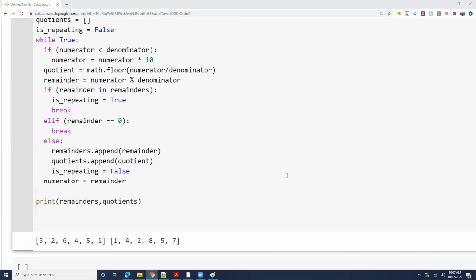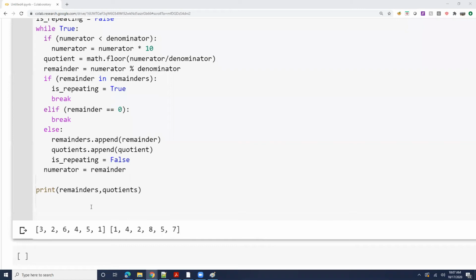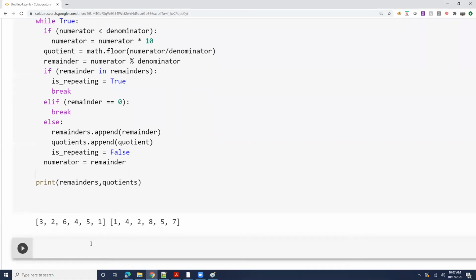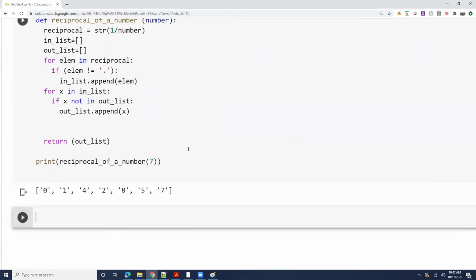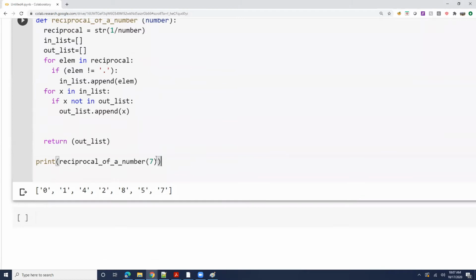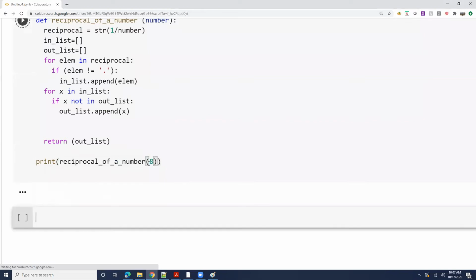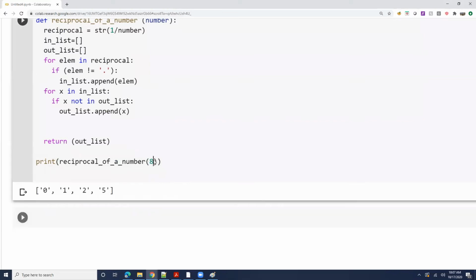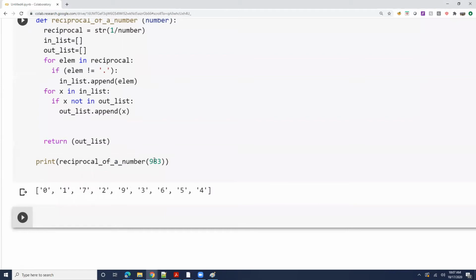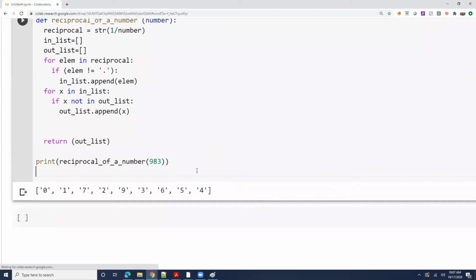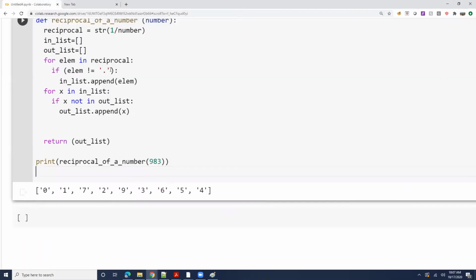Okay, let's see. Okay, that's nice. It works for 7. Works for 8. So yeah, see, this is the problem with this method. So let me see what's the reciprocal of 1 divided by 983.